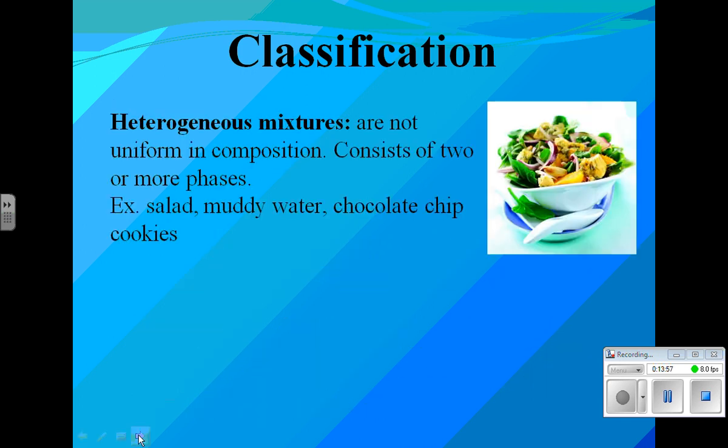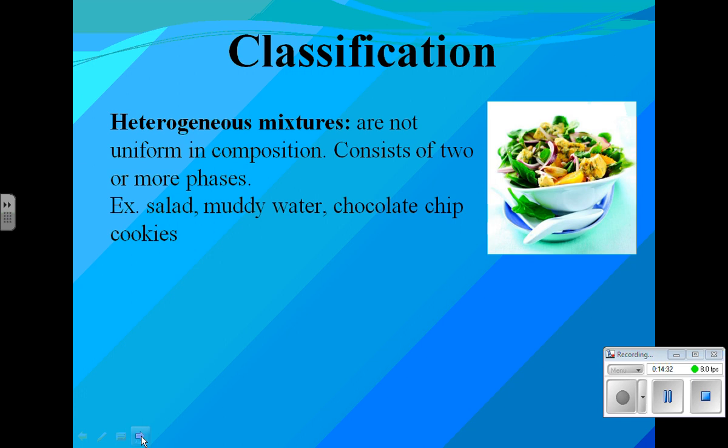So heterogeneous mixtures. Mixtures can be broken down further into two different categories. Heterogeneous mixtures are not uniform in composition. They consist of two or more phases a lot of times. Meaning like salads, we have all kinds of different things, but they're not the same composition. There's not exactly the same number of tomatoes as there is lettuce, as there is croutons, even salad dressing. They just have a different value there.